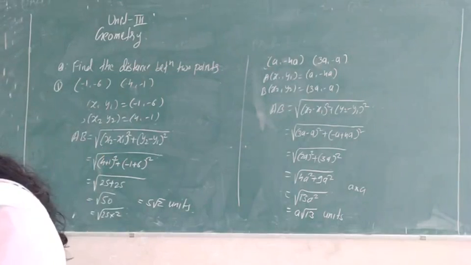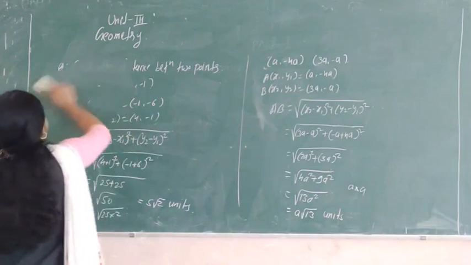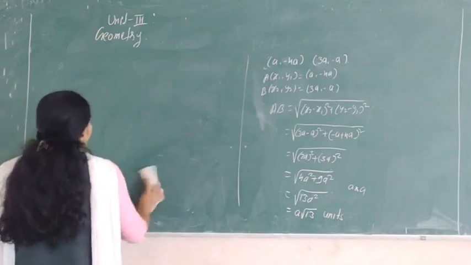This is one. Next we are having (a, b) and (a, minus b). Next point is collinearity of any two or three points.